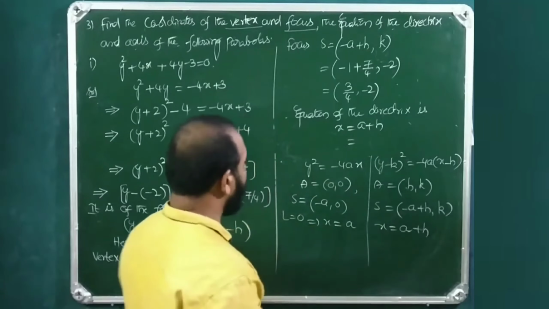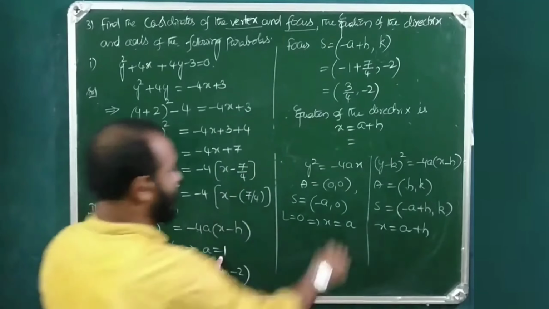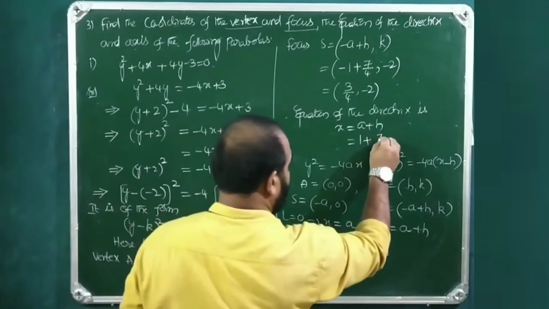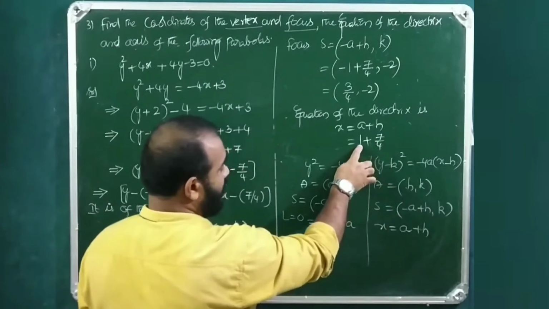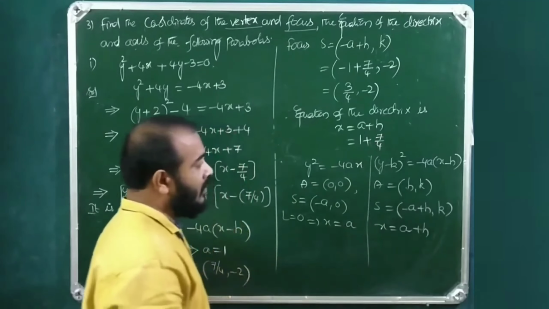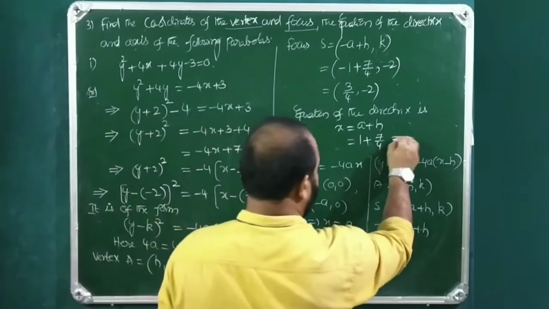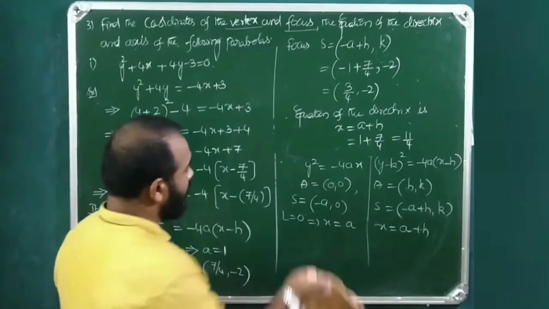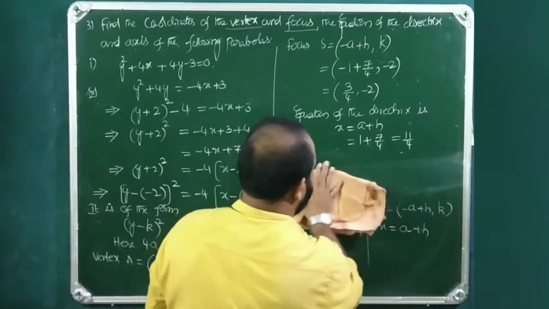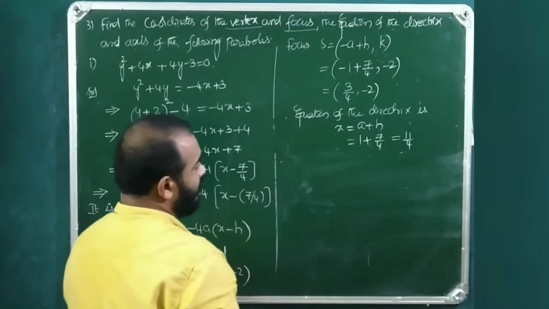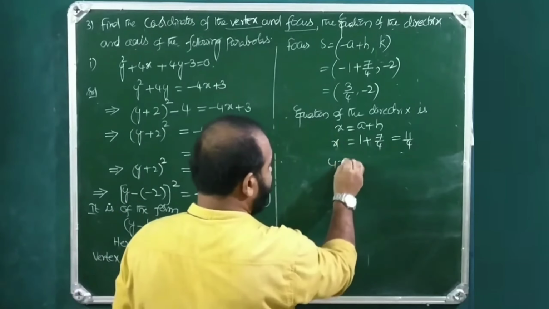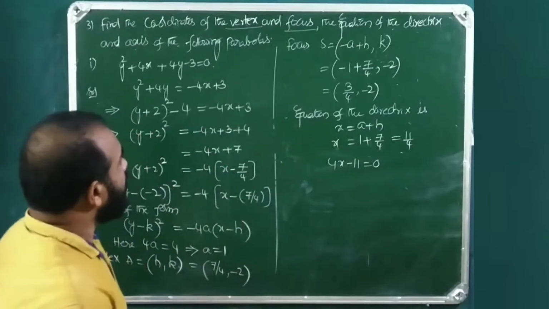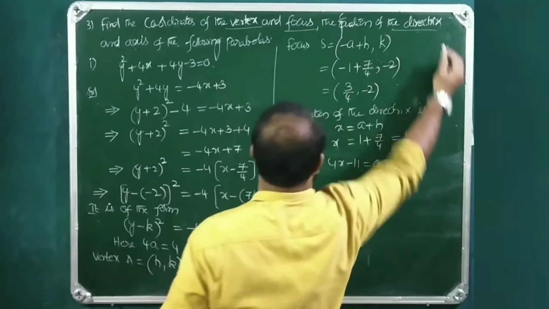So a is 1 plus h is equals to 7 by 4. So 4 ones are 4 plus 7, 11. So this is 11 by 4. That is equals to x is equals to 11 by 4, or 4x is equals to 11, or 4x minus 11 equals to 0. So the equation of the directrix also we get.